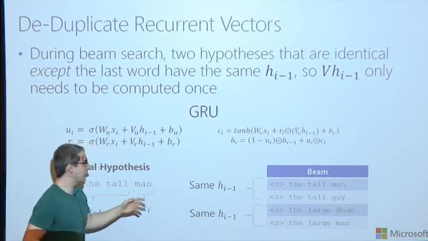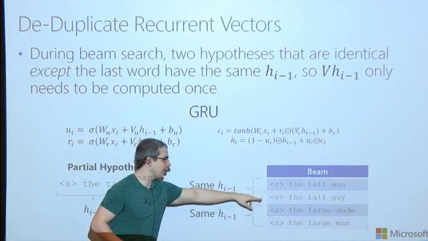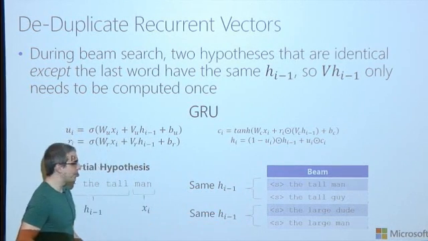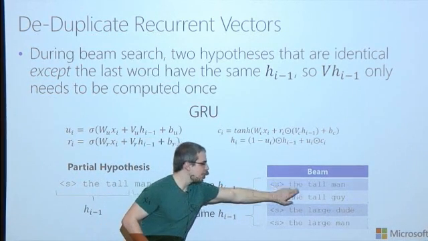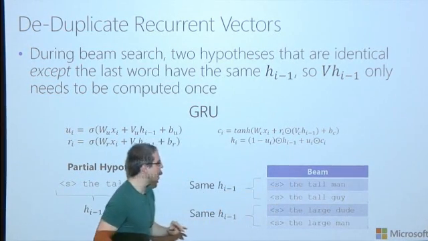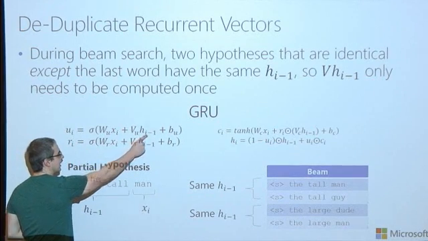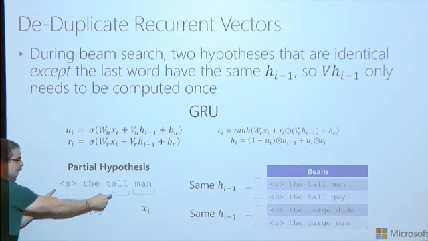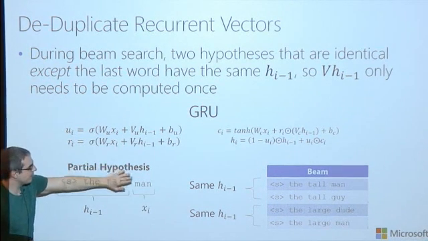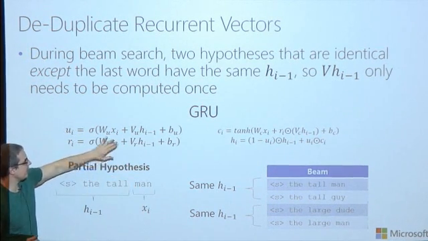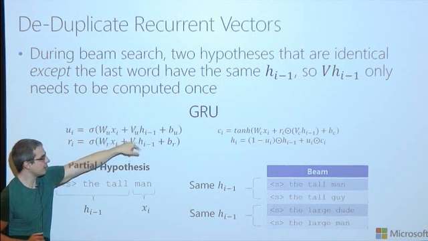OK, and then this is the other trick. So for the recurrent layer, if you have 2 hypotheses, so you have this beam of hypotheses, right? So we might have a sentence El Hombre Alto. We might have the tall man, the tall guy, the large dude, the large man. But you can see that these, and we're trying to produce now the next word after this, right? So, but these guys, they are the same except for their last word. And what this means is that HI is actually identical for them, because that's this part, and then XI is just the last word. And which means that for these two hypotheses, these will both result in identical vectors.